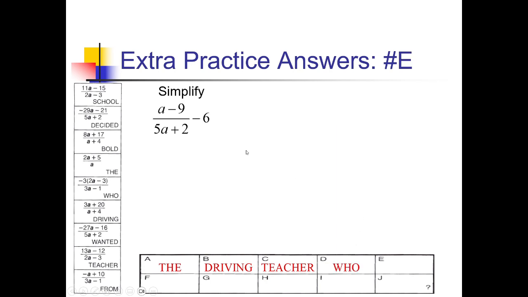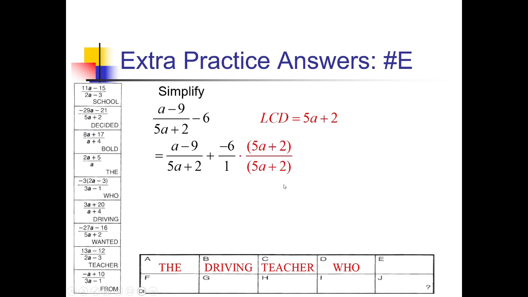Next up, no factoring to do on this one, and only one denominator. So the LCD then is 5a plus 2. And that means the first fraction can stay the same. Second fraction, I'll make this a plus negative 6 over 1. And then to get this common denominator, we'll just multiply by 5a plus 2 over itself. First fraction, just bring that down, no changes. Next fraction, let's distribute this negative 6. So that's negative 30a minus 12, all over 5a plus 2.